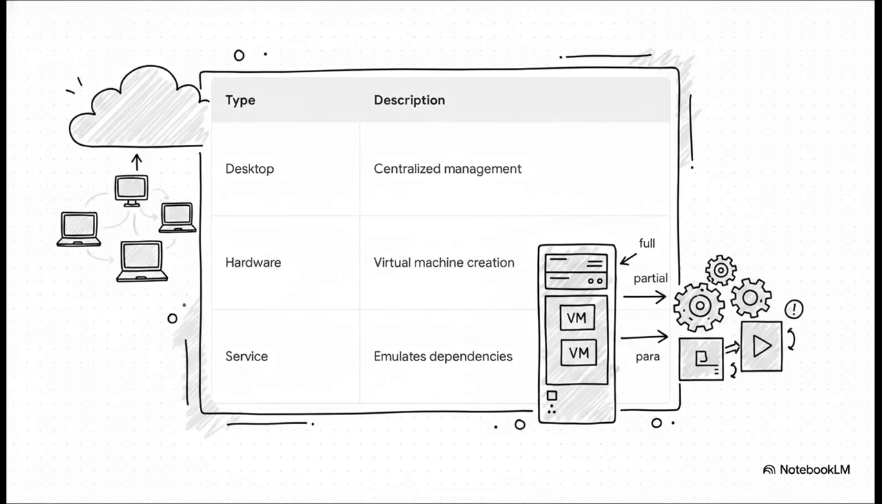Moving a bit further down the stack, desktop virtualization lets a centralized server deliver remote, highly individualized workspaces right to the users. For deeper emulation, hardware virtualization actually creates virtual machines that entirely mimic physical computers, whether that's fully, partially, or via paravirtualization. Developers can even leverage service virtualization to emulate entire dependent system components for risk-free testing.